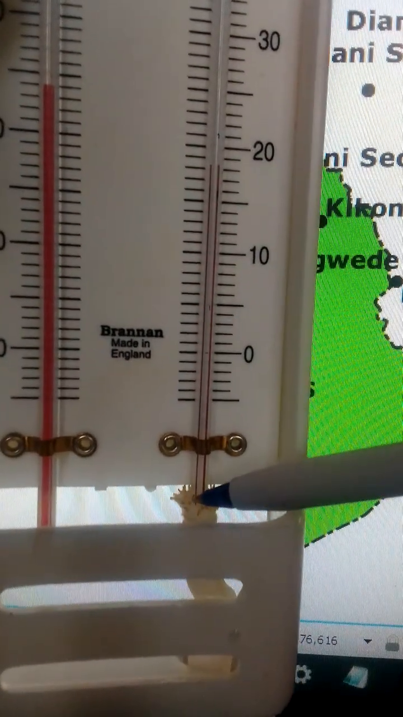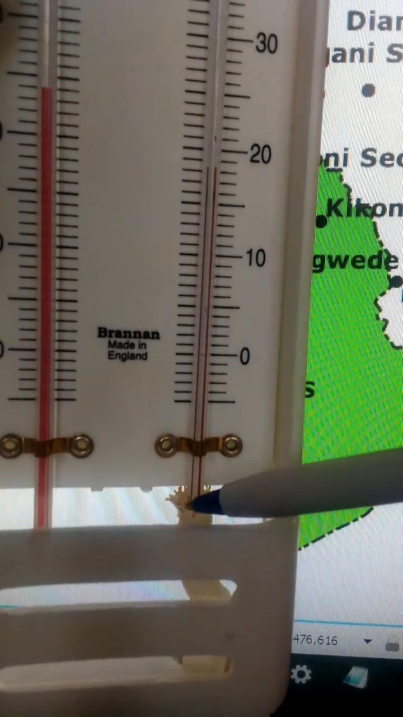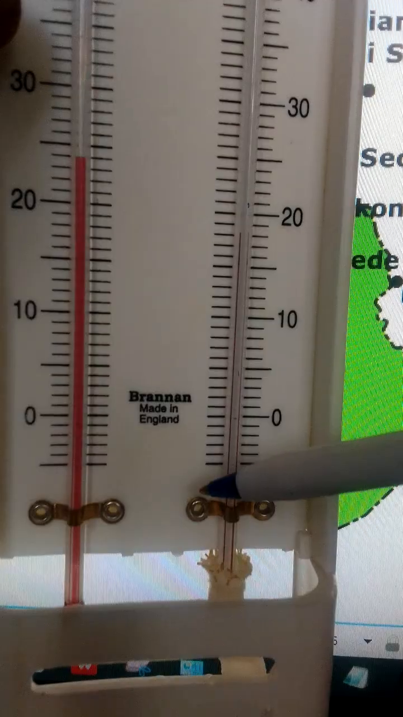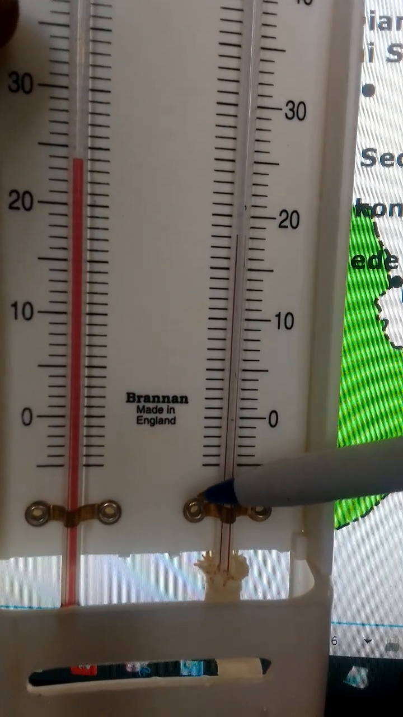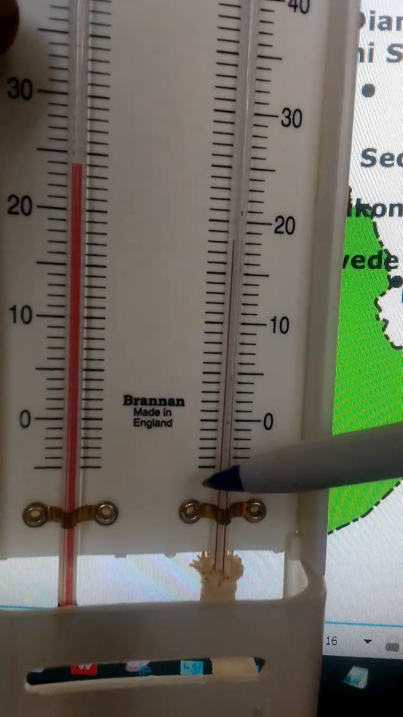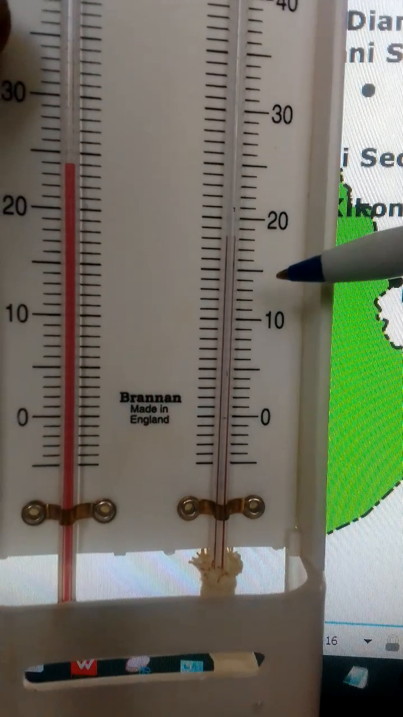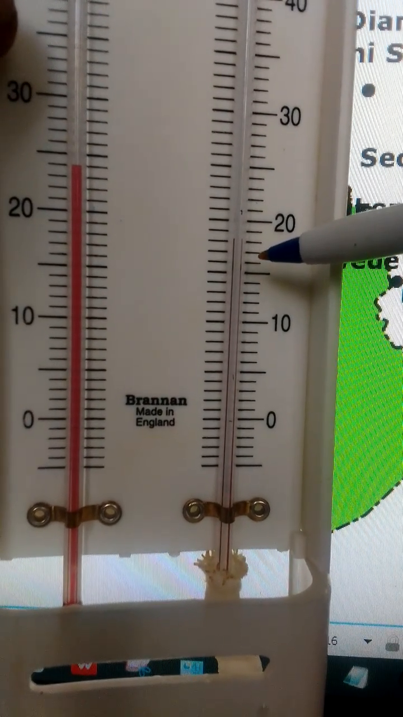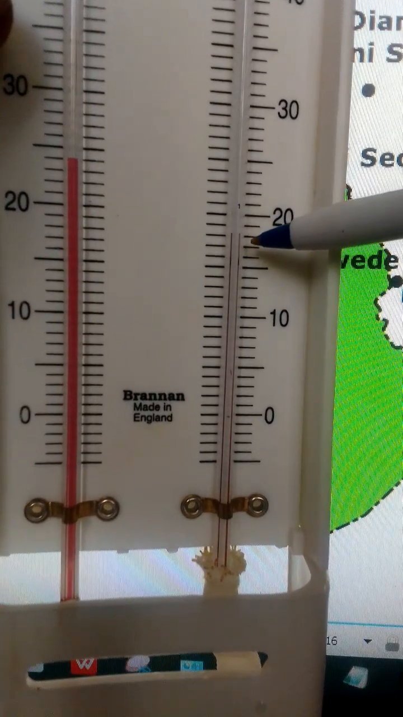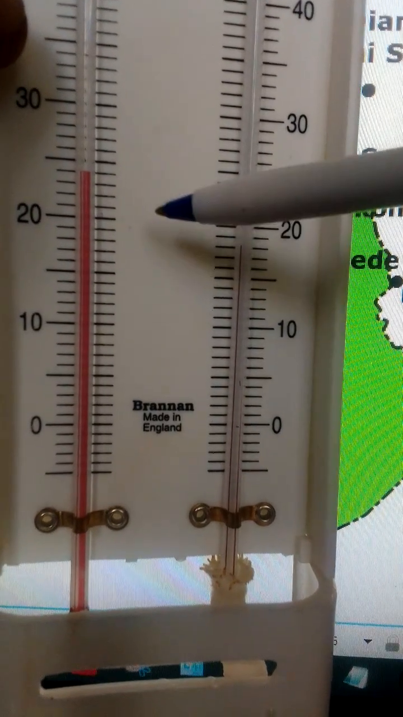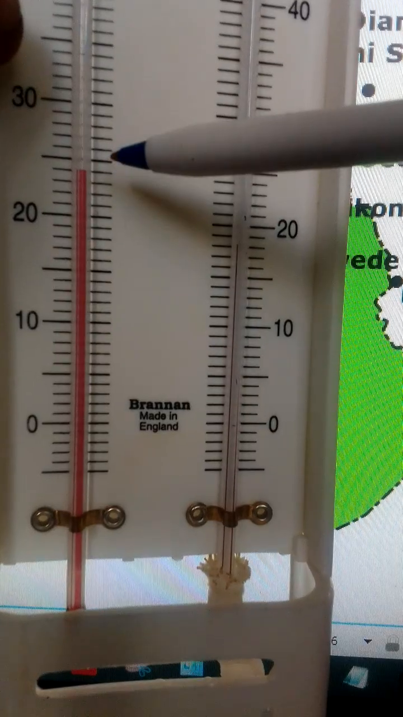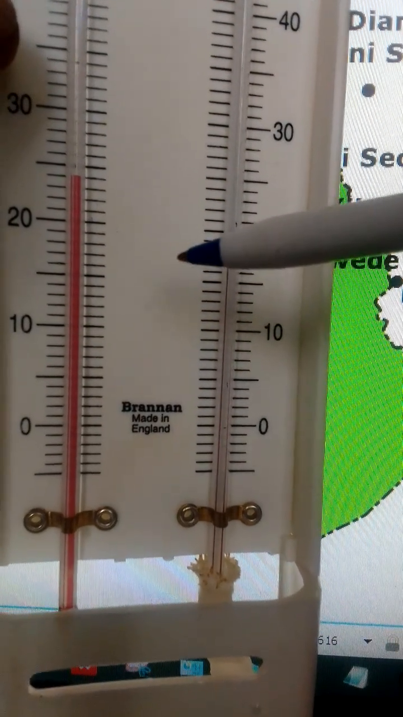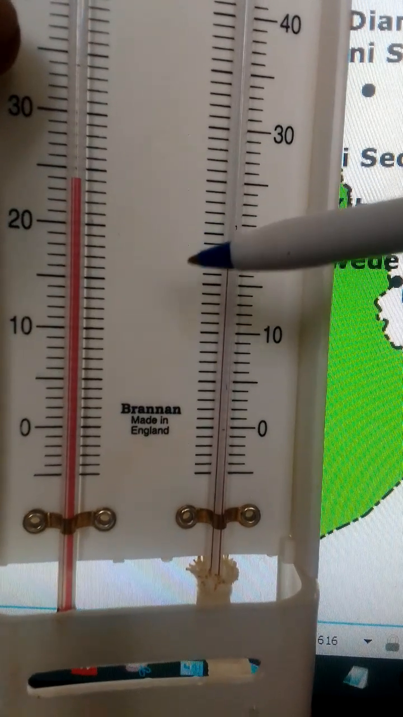That evaporation causes cooling around the wet bulb, such that the temperature you record at the wet bulb is usually lower than what you record at the dry bulb. For example, in this hygrometer, the wet bulb reading is about 18 degrees Celsius, and the dry bulb reading is about 24 degrees Celsius. So there is a difference, which we call the wet bulb depression.